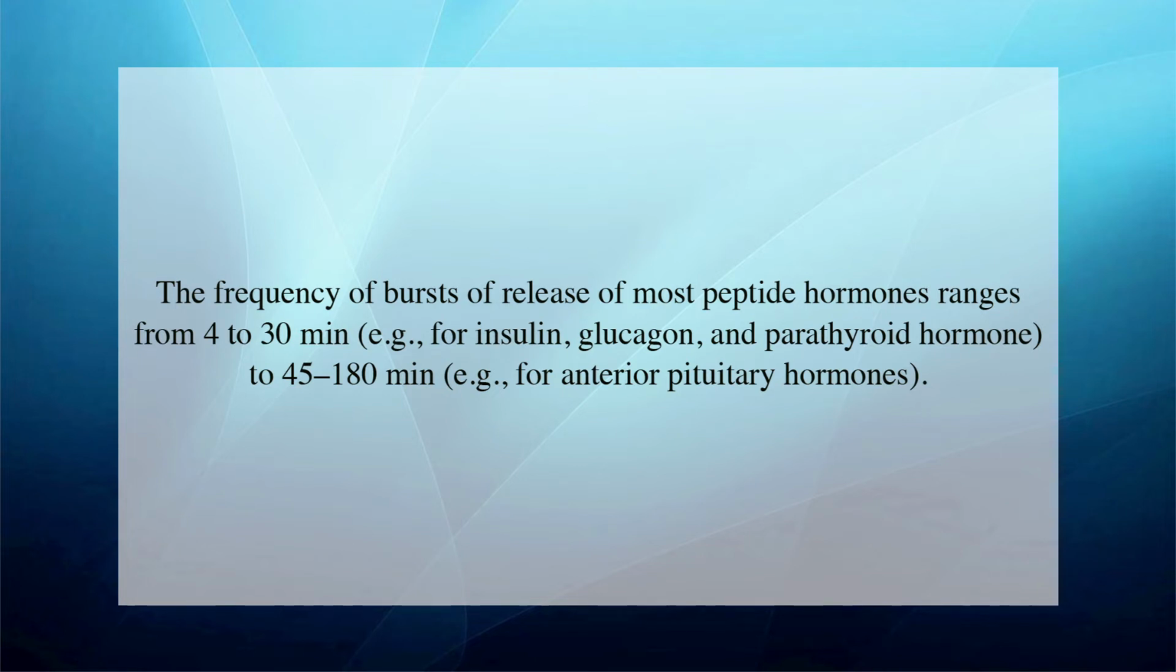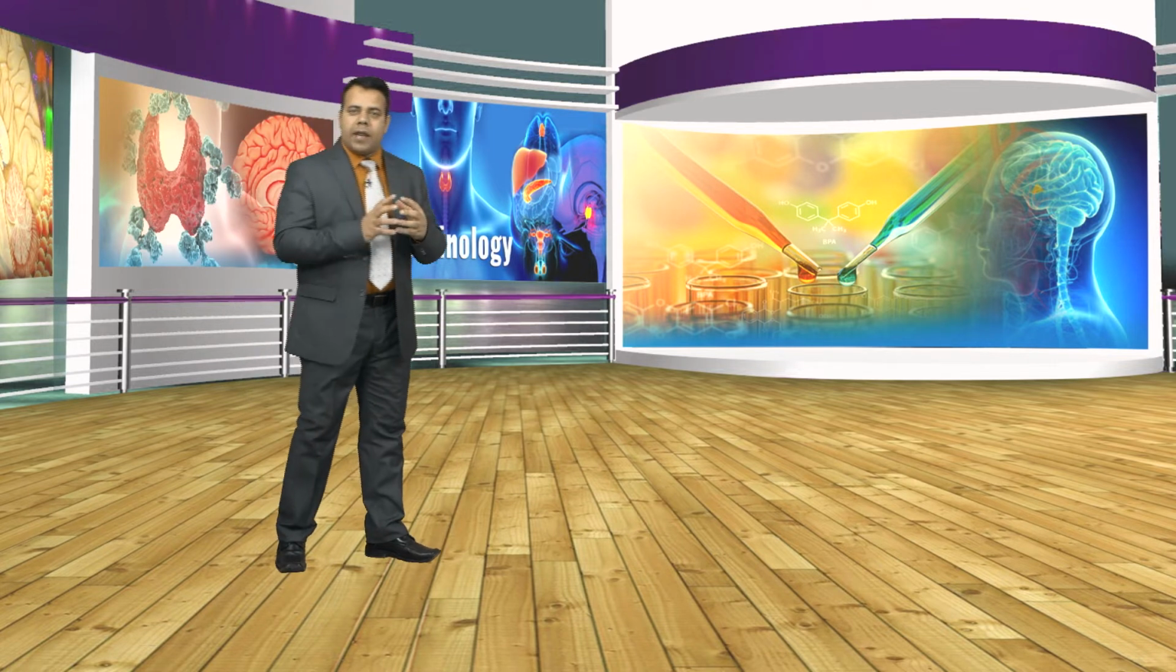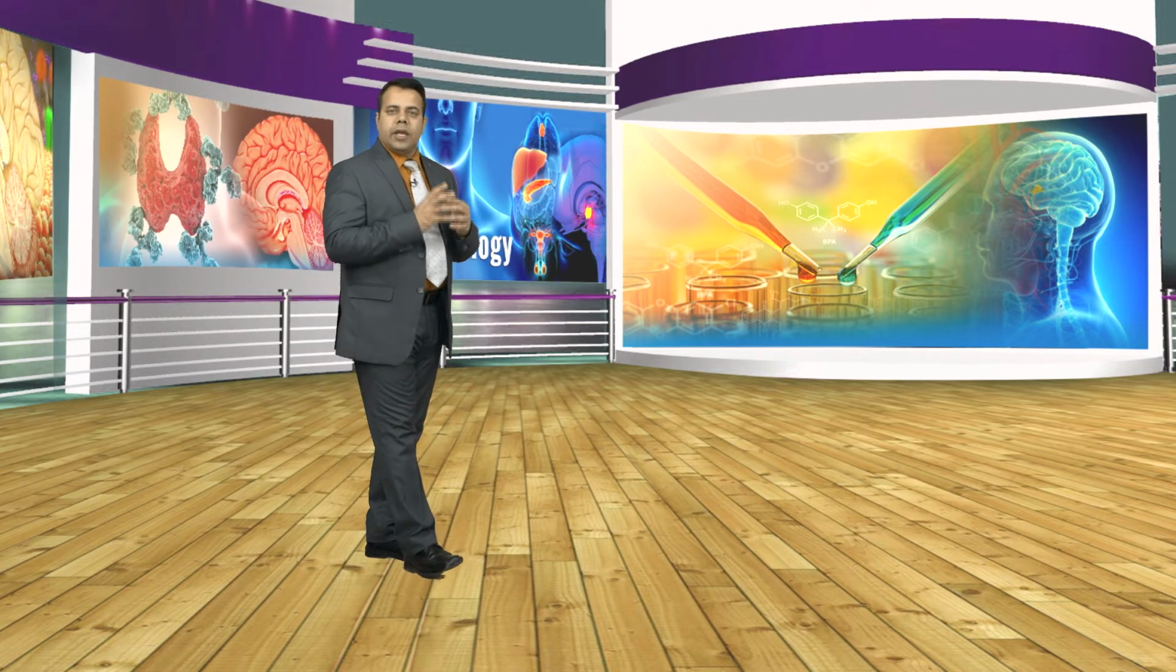For example, anterior pituitary hormones. The amplitude of pituitary hormone pulses may vary up to 1000-fold in the same individual on the same day, while insulin release shows lower pulse amplitude. In addition to pulsatile patterns, hormones may show rhythmic change.